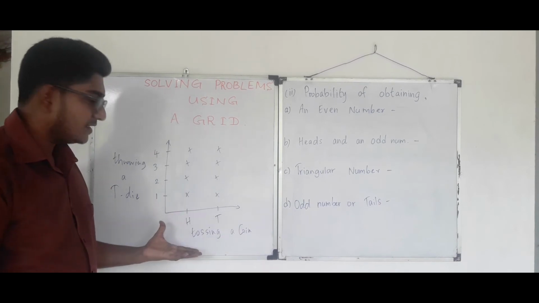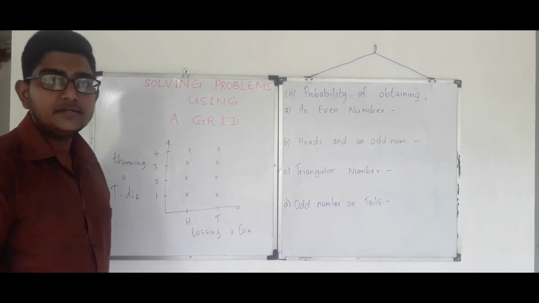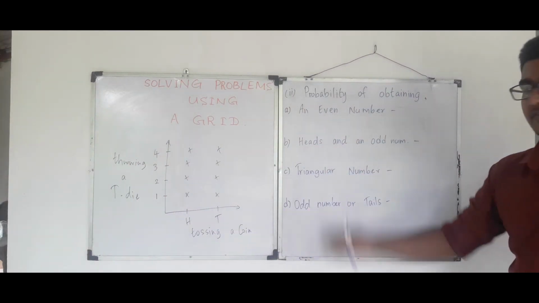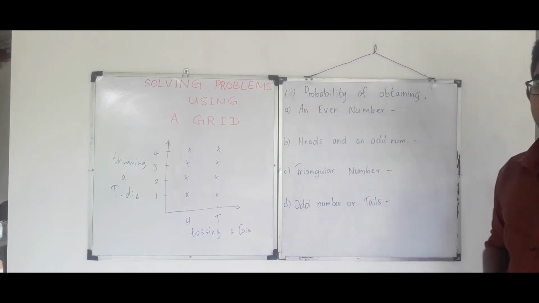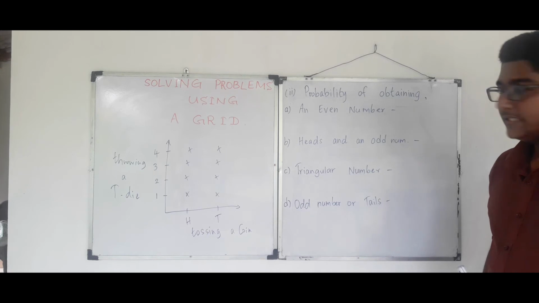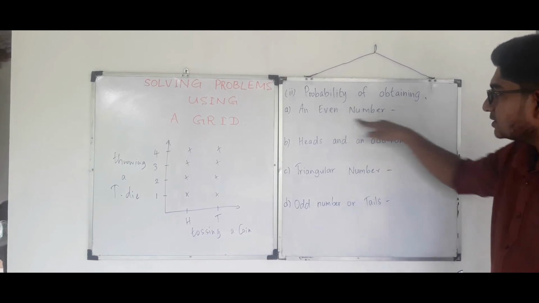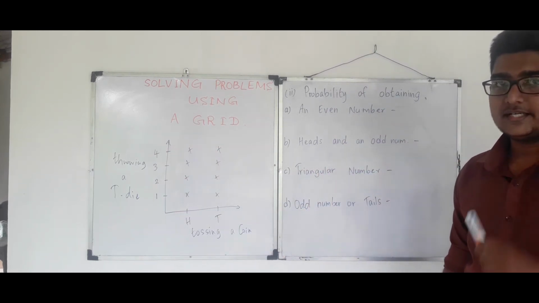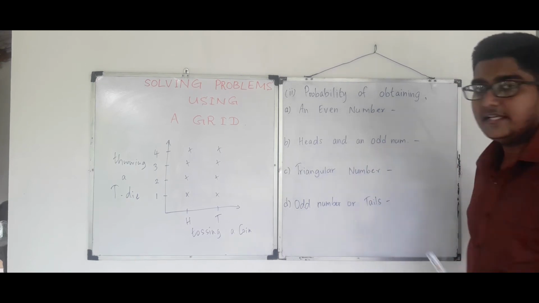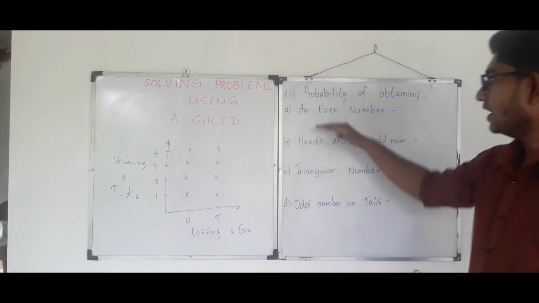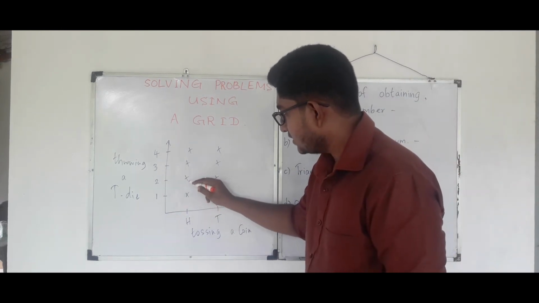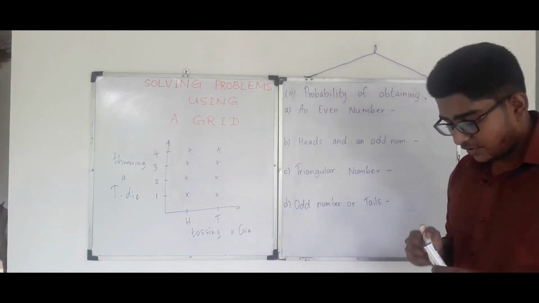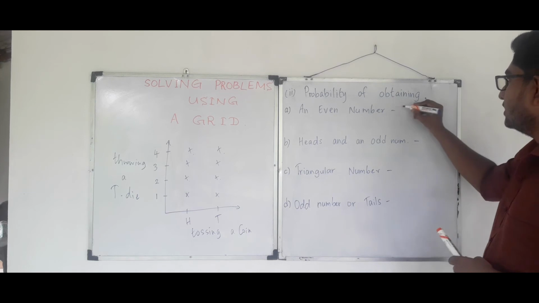Now, for that example, I have the grid. Using this grid, I want to complete these questions. Let's start with our first question. Probability of obtaining an even number. So here, they are referring to possible outcomes in this axis. Only that axis. They are not mentioning anything about heads and tails. So we have to consider even numbers, this cross and this. Altogether we have 4 crosses marked out of 8.